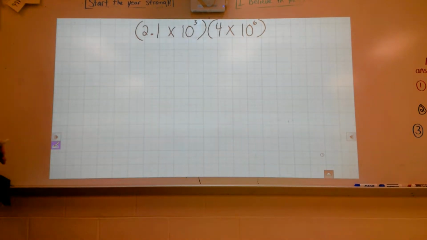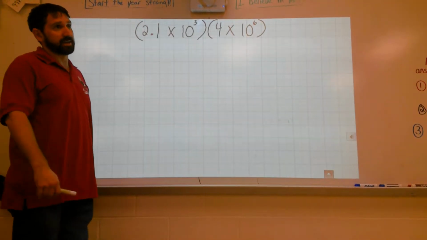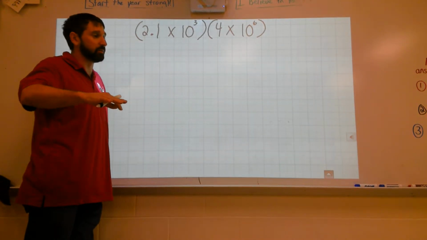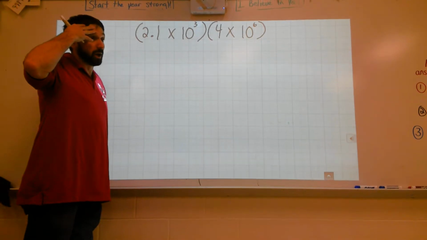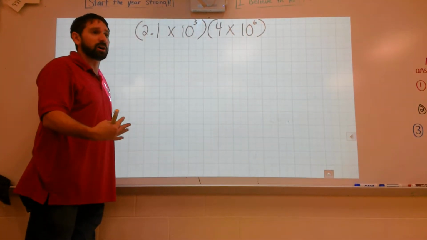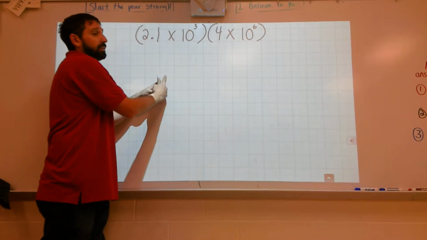Rewrite the expression, put the numbers with the numbers and the powers with the powers. Rewrite the expression, guys, and you're going to put the numbers with the numbers, and I know "numbers" is very vague, because technically 10 is a number, 3 is a number. That's not what I'm talking about here. When it says the numbers with the numbers, you're going to put the first two numbers together, all right?